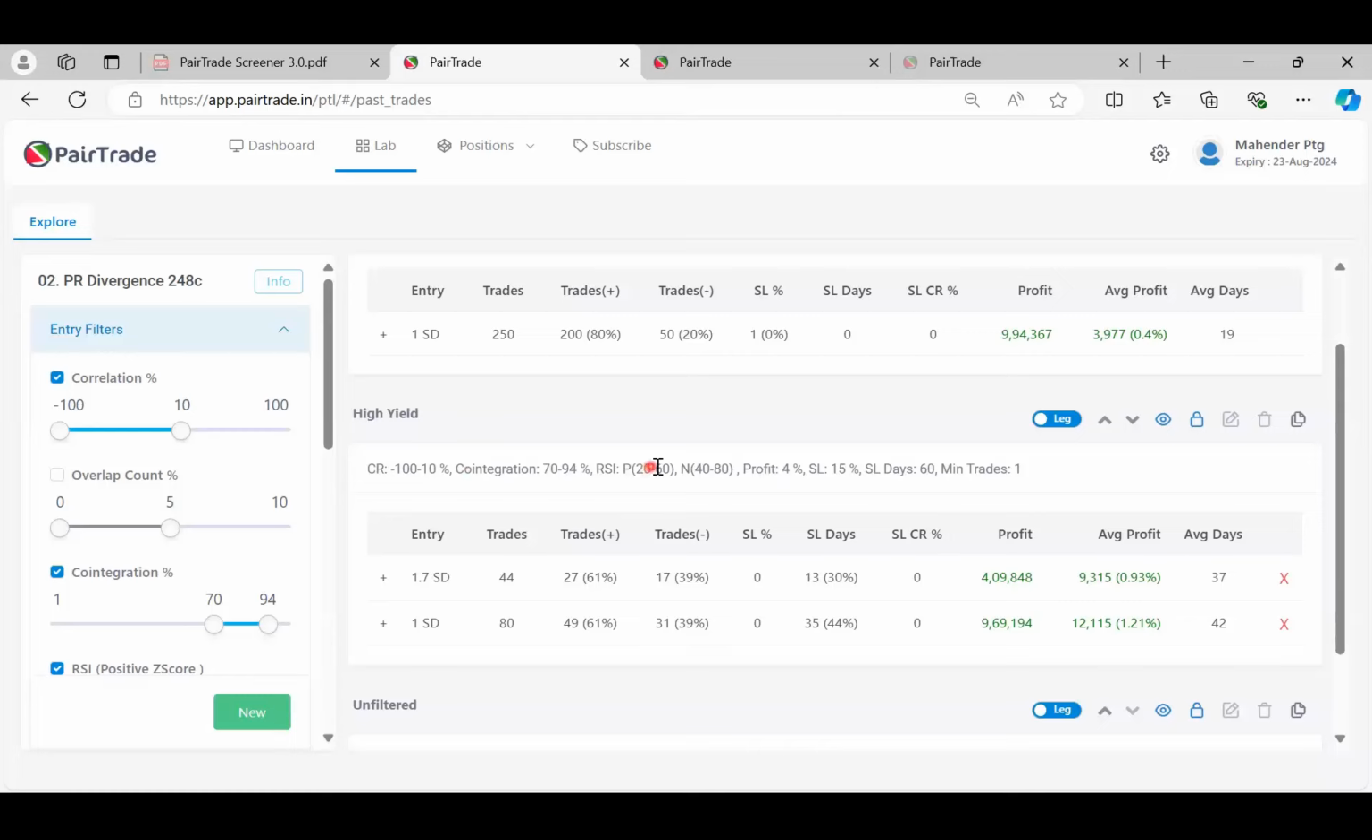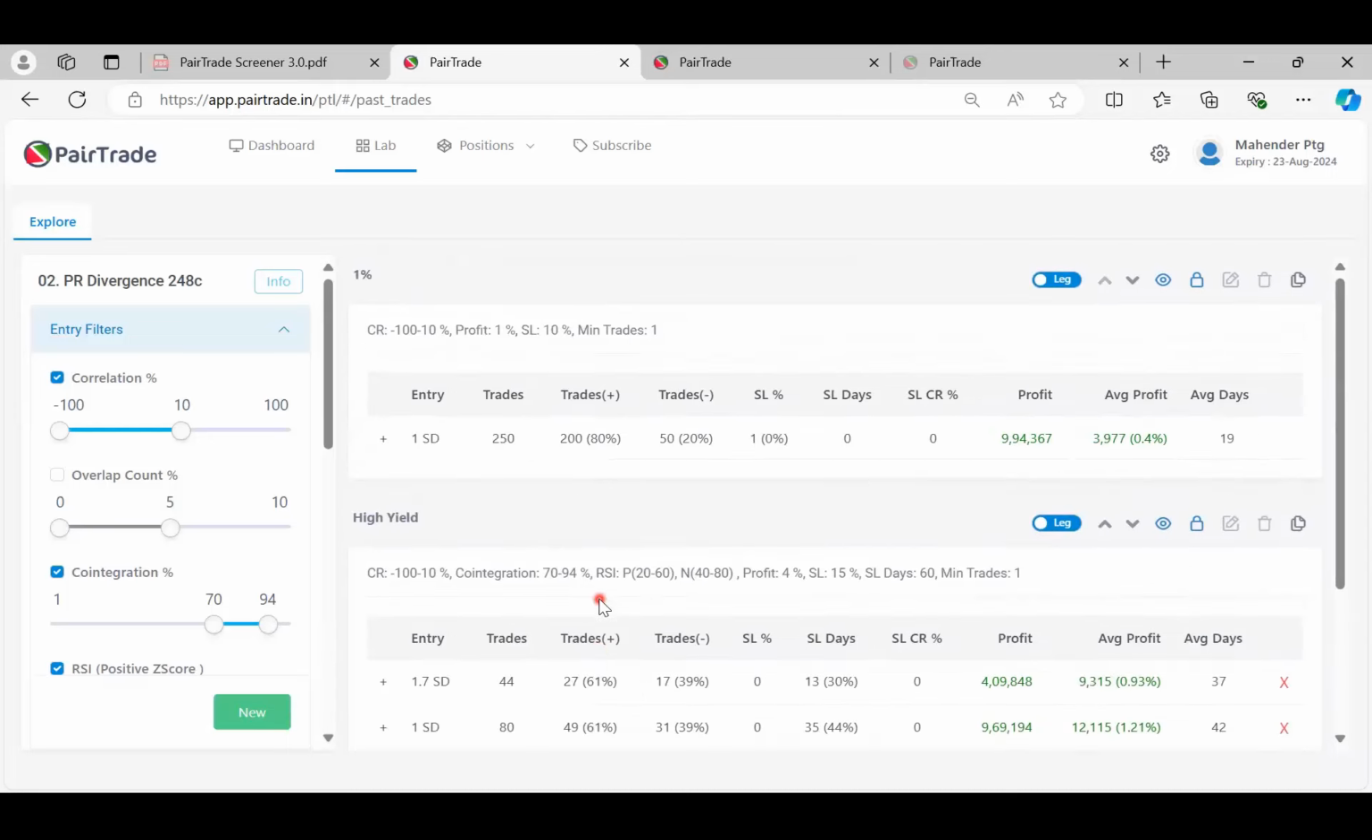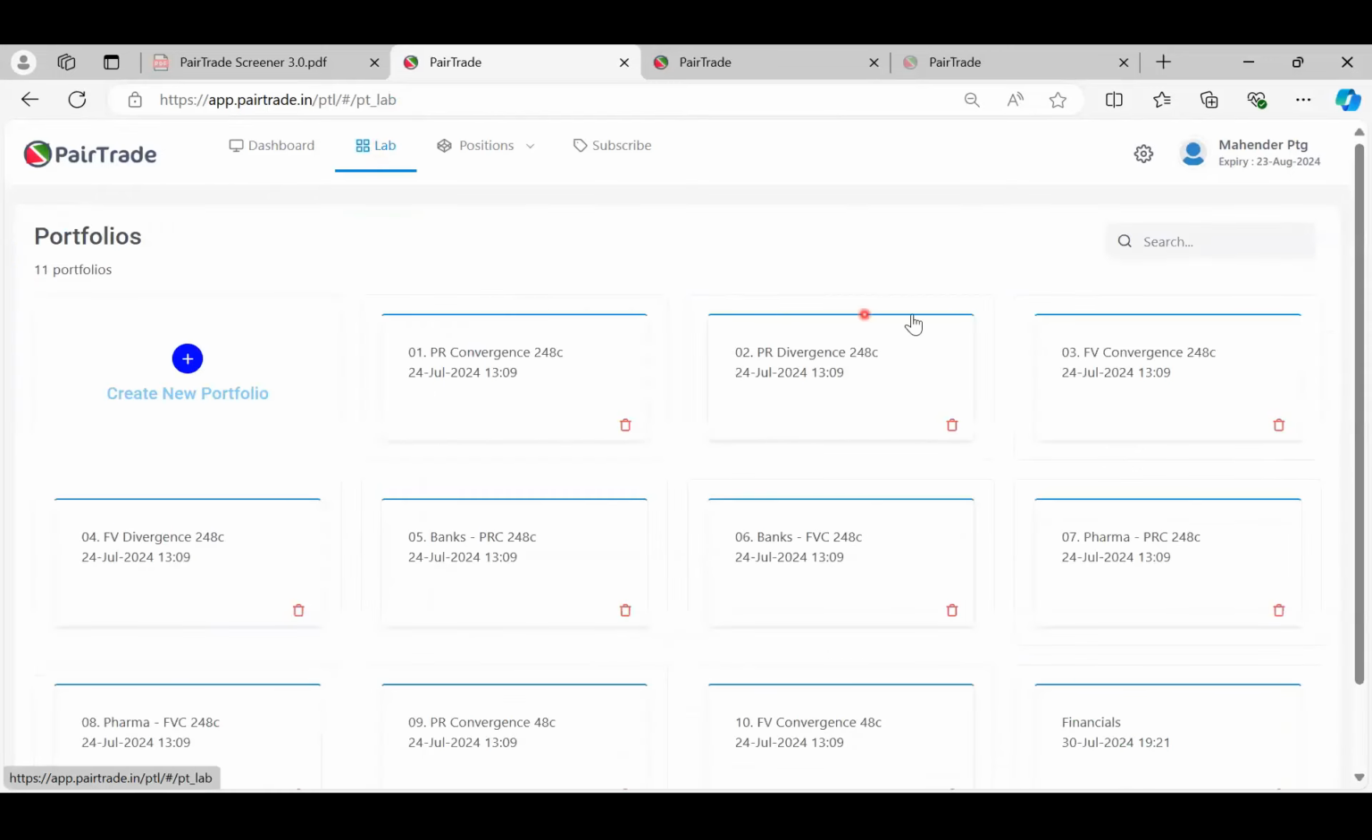See, for positive, it should be from 60 to 100, right? But here it is 20 to 60. Here it is 40 to 80. And profit percentage, we are looking at 4%, stop loss at 15%. Combination, you can look at this one, stop loss with 60 days. And per trade, it is giving good returns. Yeah. This way, you can explore all the different combinations.